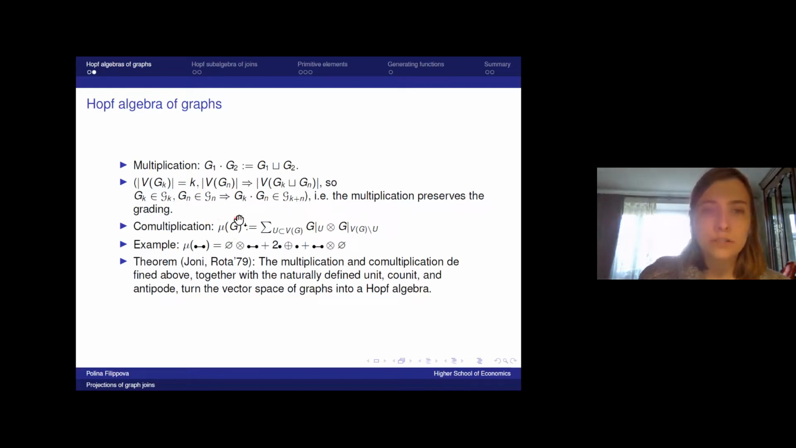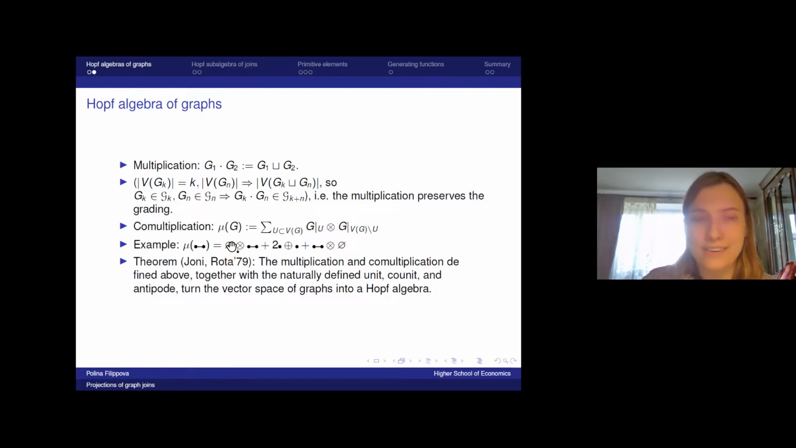Moreover, there is a co-multiplication. To take the coproduct of a graph, we take all the subsets of the vertex set. We take an induced subgraph, and we take a tensor product with the induced subgraph for the complement to this vertex set. For example, we have a path on two vertices.